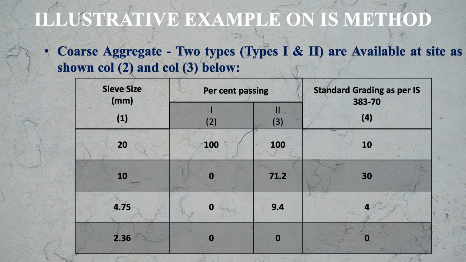And sieve size 4.75 mm: percentage passing is 0 for type 1, and 9.4 for type 2. For 2.36 mm sieve, the percentage passing for type 1 is 0 and for type 2 coarse aggregate is 0. So that way this data is obtained from the sieve analysis.